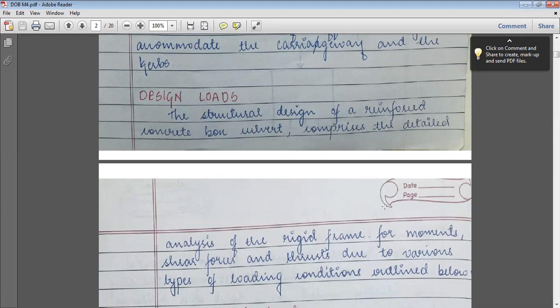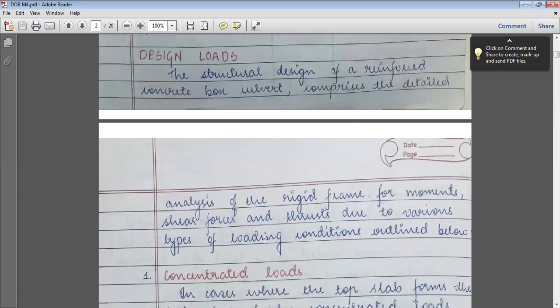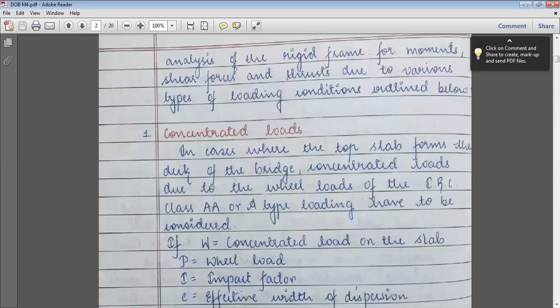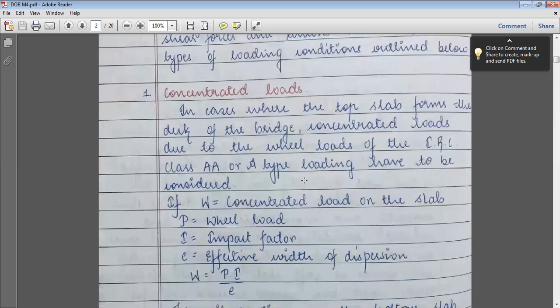The structural design of reinforced concrete box culvert comprises the detailed analysis of the rigid frame for moments, shear force, and thrusts due to various types of loading. Those loadings we will study one by one. We will study all the loads individually. Then we will take one example of a box culvert on which all the loads are acting together. First one, concentrated load.